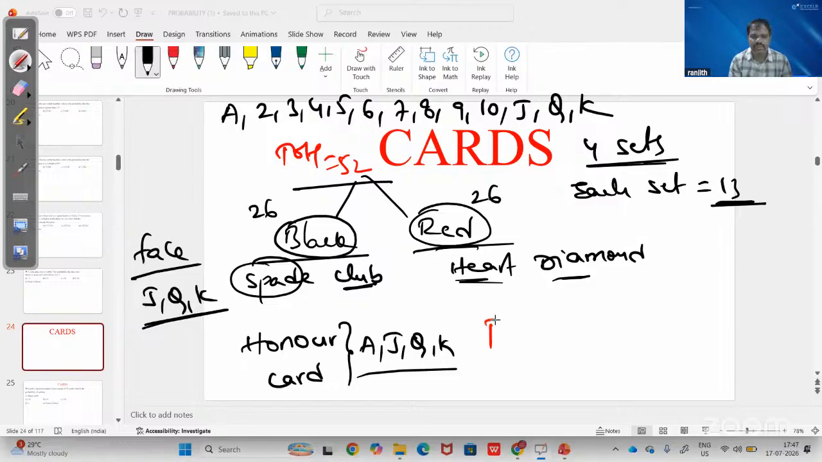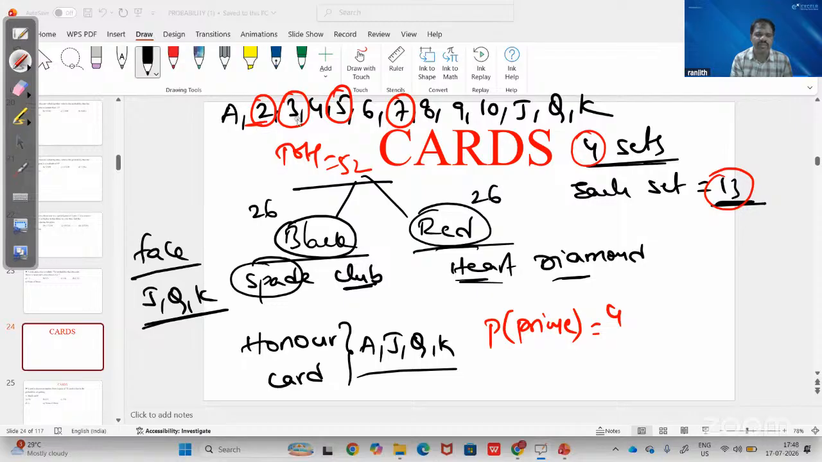So what is the probability of a prime number? What prime numbers do we have? 2, 3, 5, 7. How many prime numbers do we have? 4 in each set. The total number of sets is 4, and each set is 13 cards. Out of 13, 4 are prime numbers. So each set contains 4 prime numbers, and the number of sets is 4. So it is 4 into 4 by 52.